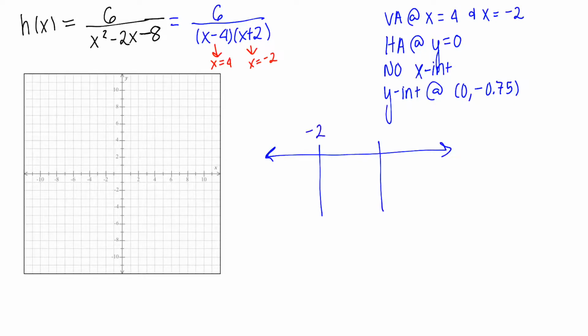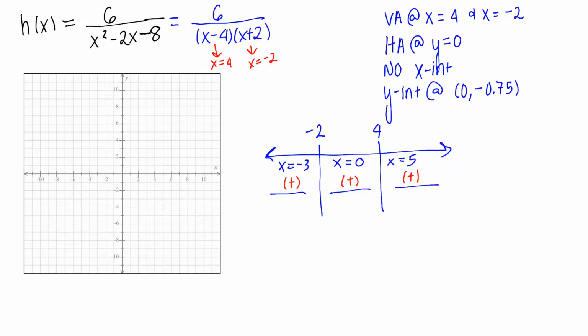So we have negative 2 and 4. We're making a sign chart, so I'll choose test points negative 3, 0, and 5. Now, when I plug it into this, the numerator is always going to be positive because 6 is a positive number always. So I'm just going to put a positive in the numerator to begin with.